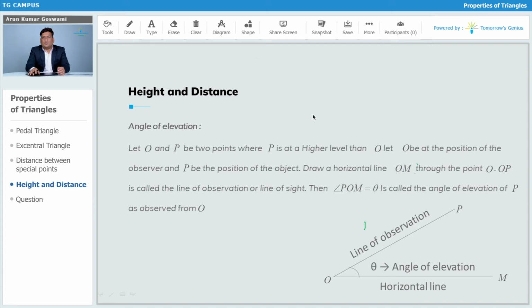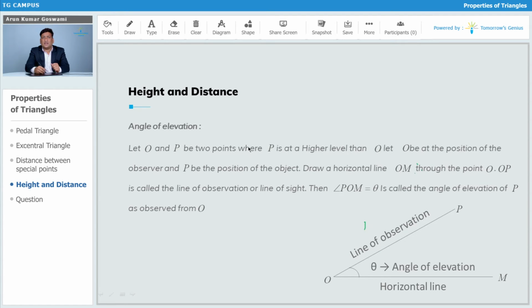Hello guys. Today we are going to see one more important property of triangles, which is height and distance. We have already learned height and distance in lower classes, and the same concept I'm going to give you here. Height and distance means the relation between height and distance. Again, we are going to use a triangle here.